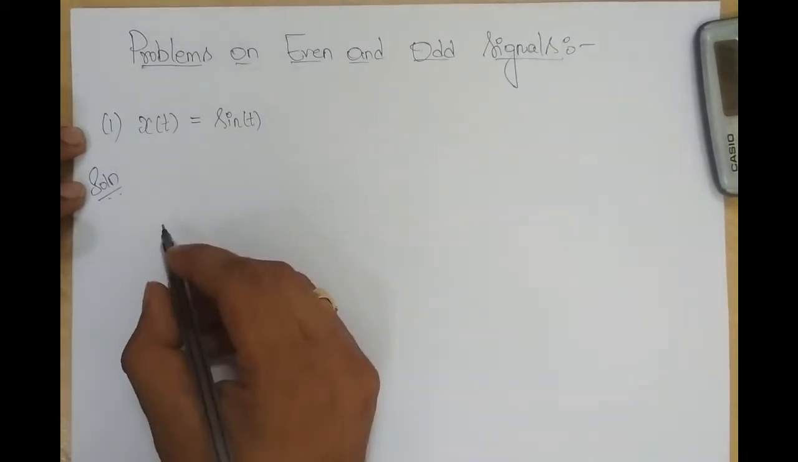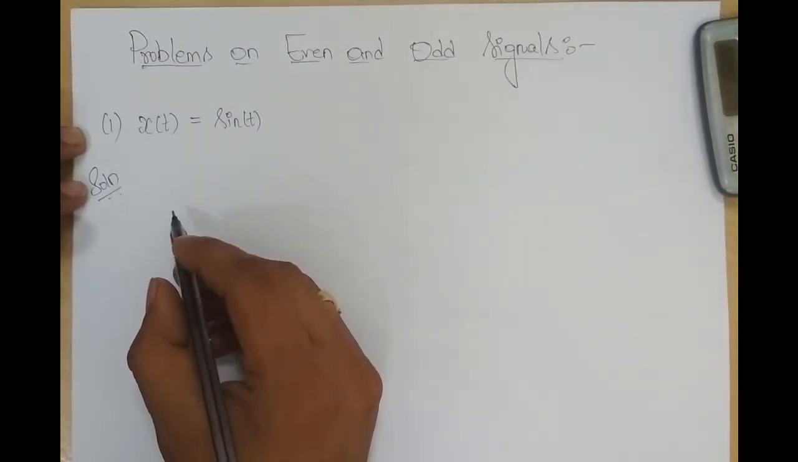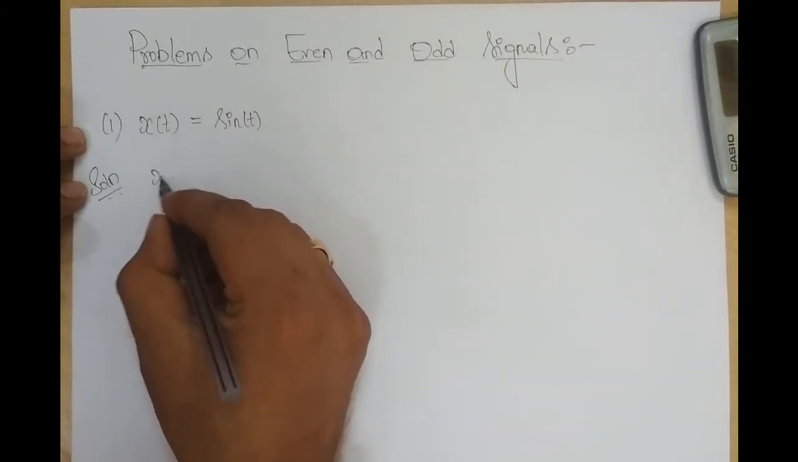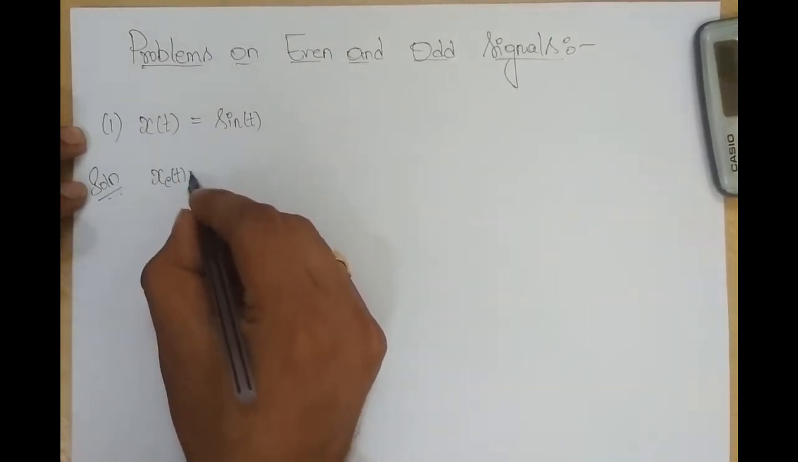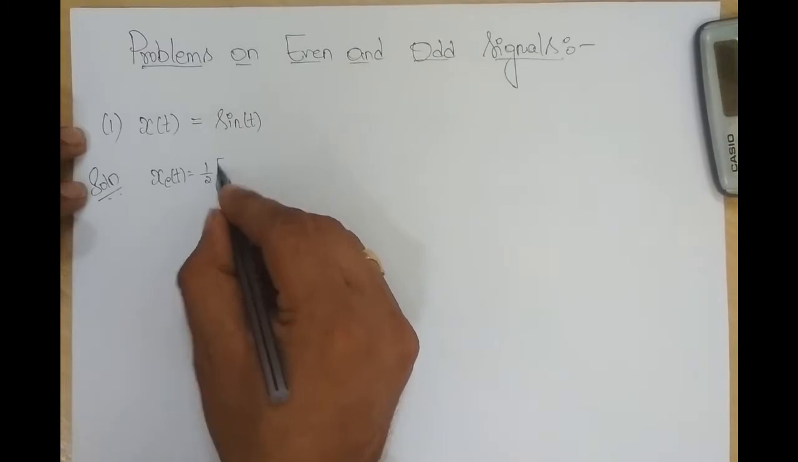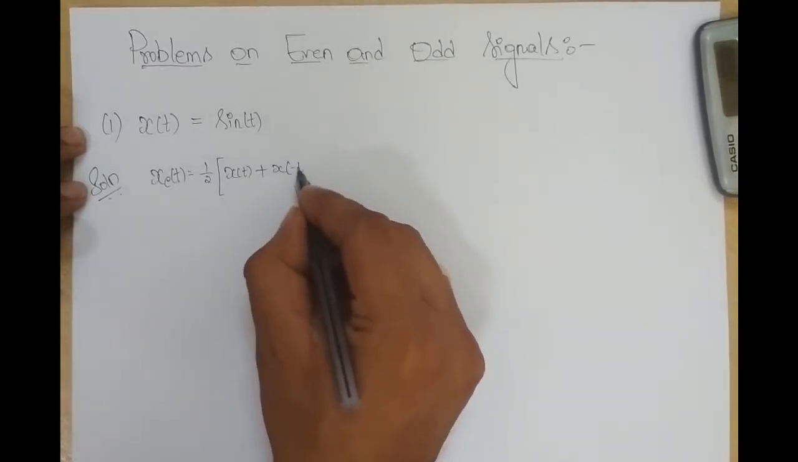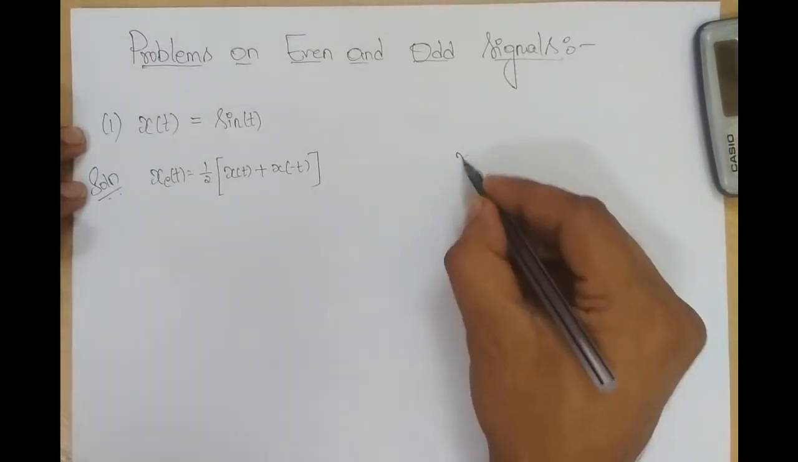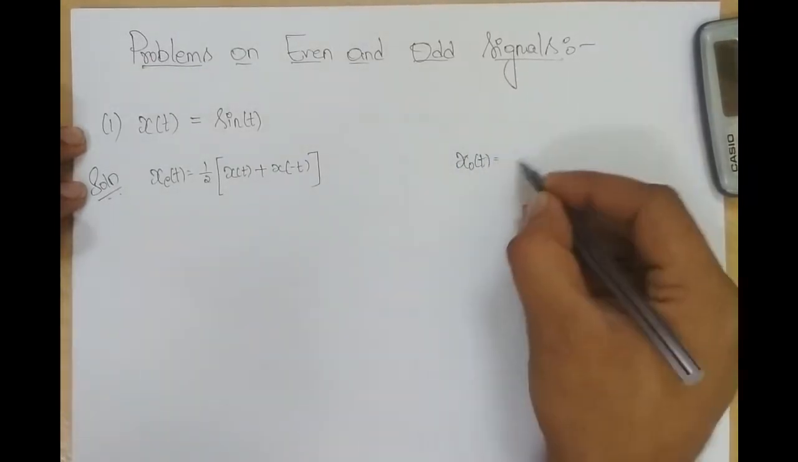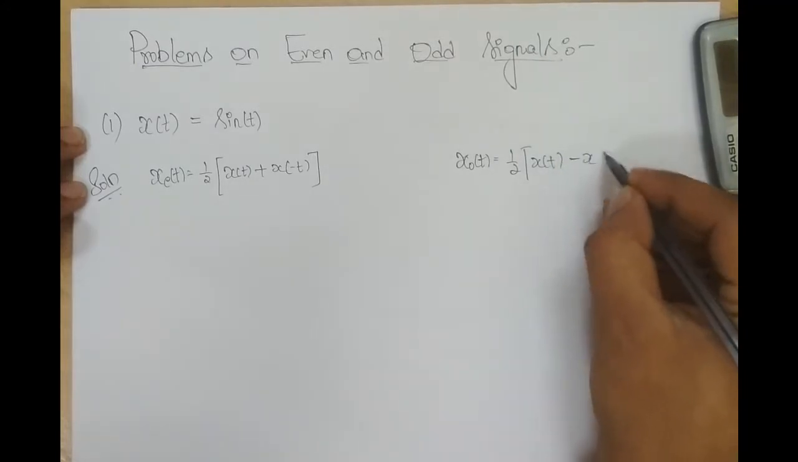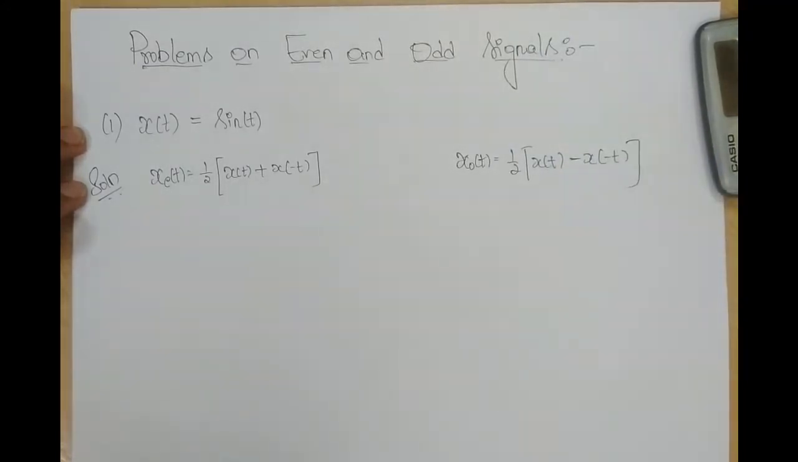Solution. So what is the formula which we have derived to find even and odd component of a signal? The even component x e of t is 1 by 2 times x of t plus x of minus t, right? And what about the odd component? x o of t is equal to 1 by 2 times x of t minus x of minus t.